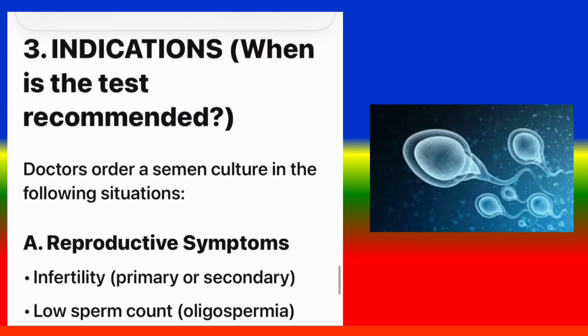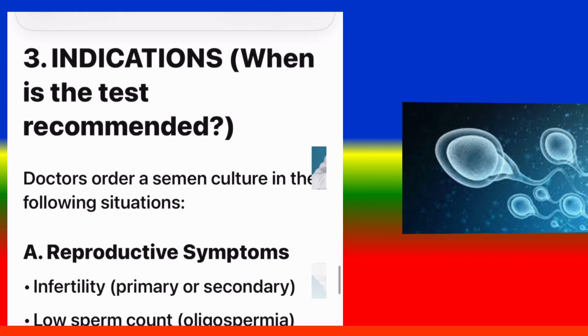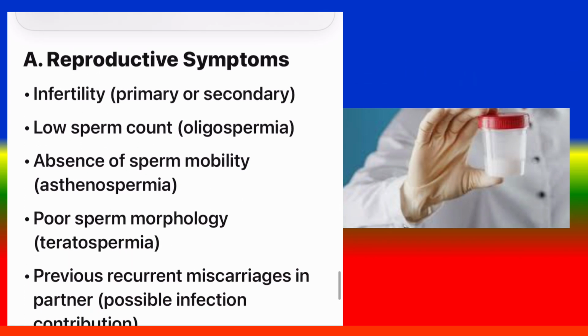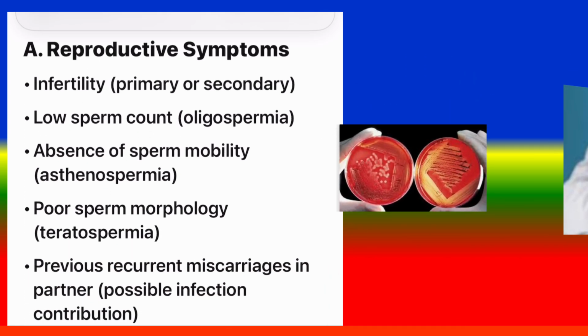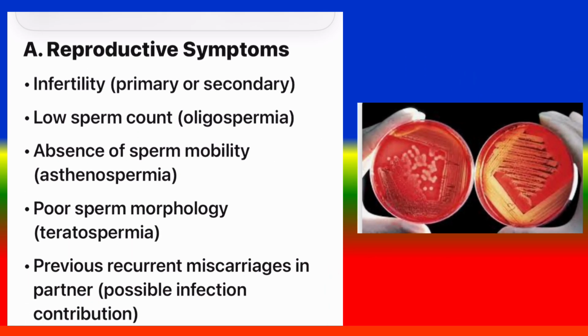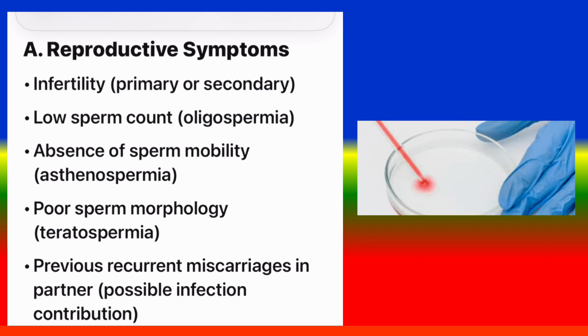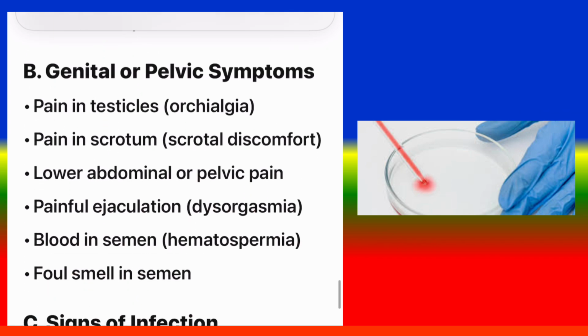Number 3, indications. When is the test recommended? Doctors order a semen culture in the following situations. A. Reproductive symptoms: infertility, primary or secondary, low sperm count (oligospermia), absence of sperm motility (asthenospermia), poor sperm morphology (teratospermia), previous recurrent miscarriages in partner, possible infection contribution.